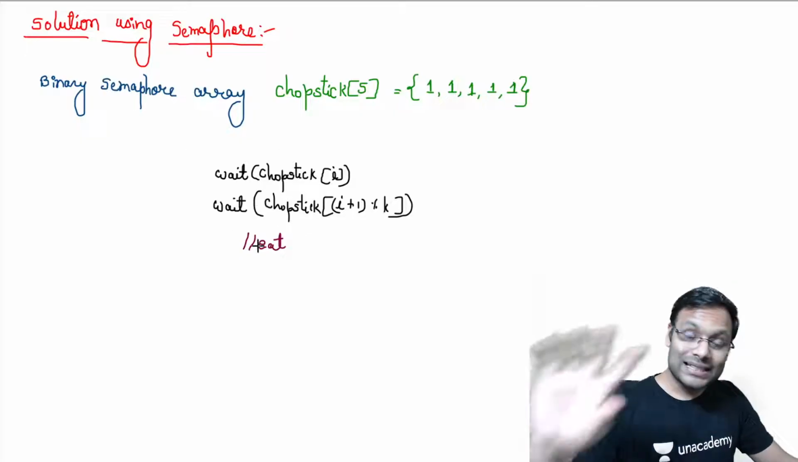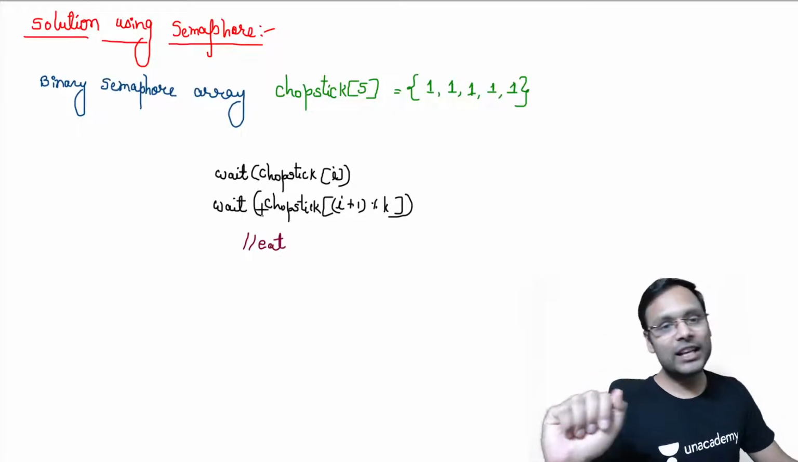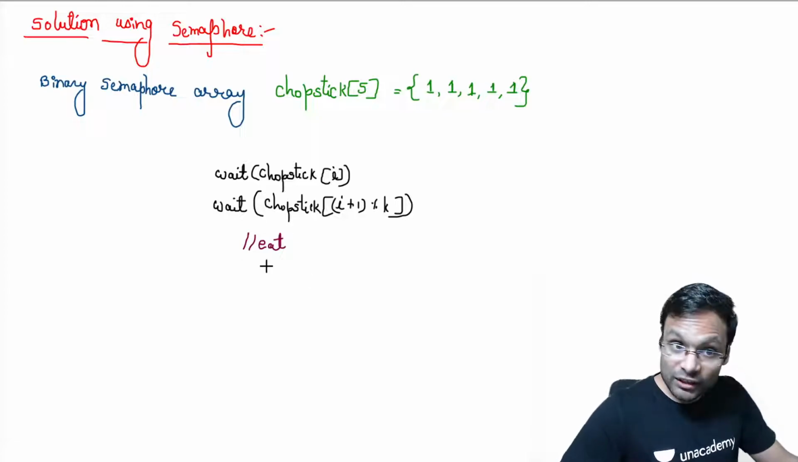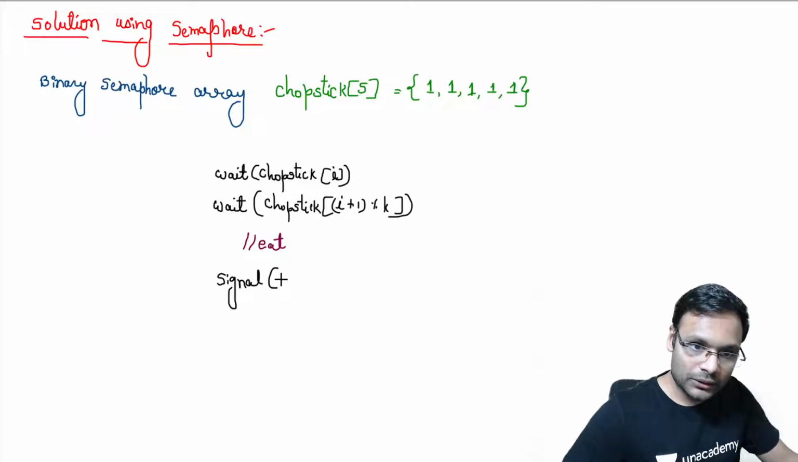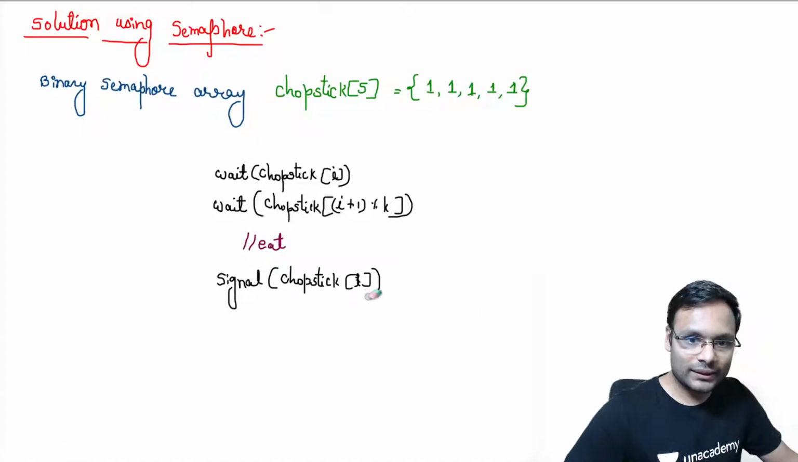After that, once eating is finished, how can we release the chopsticks? By running the signal function over these chopsticks. So run the signal function on chopstick, first I, and after that I plus 1.